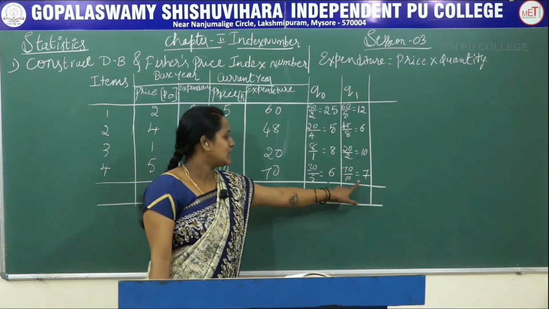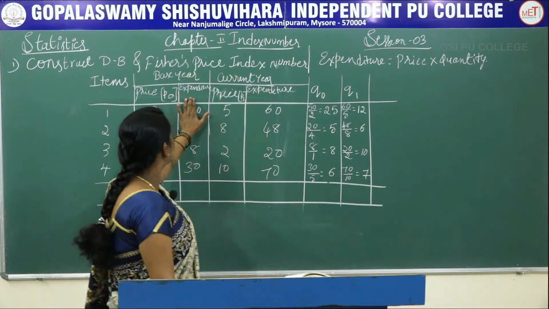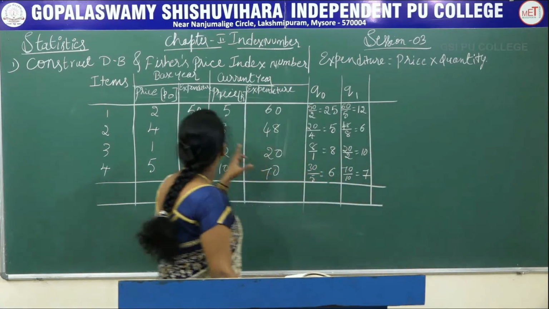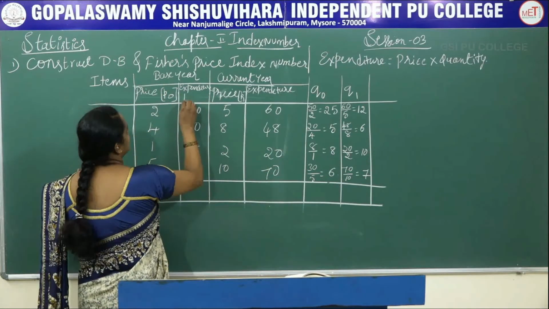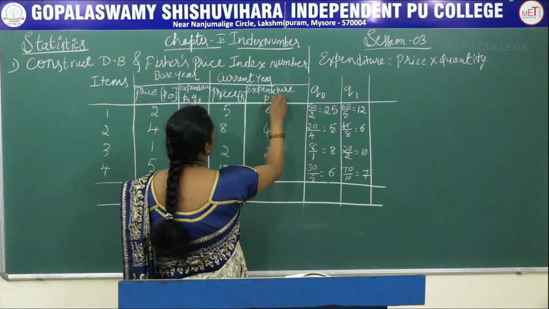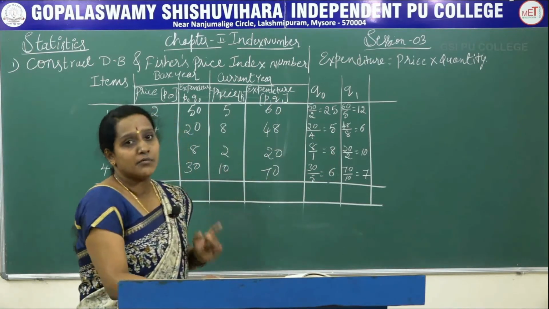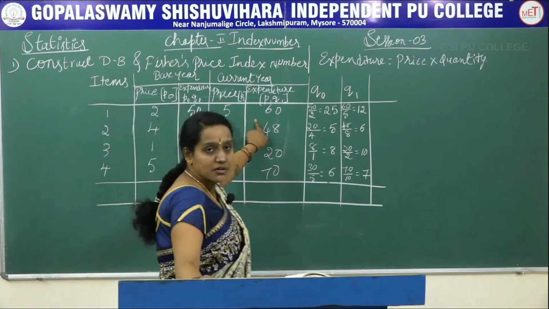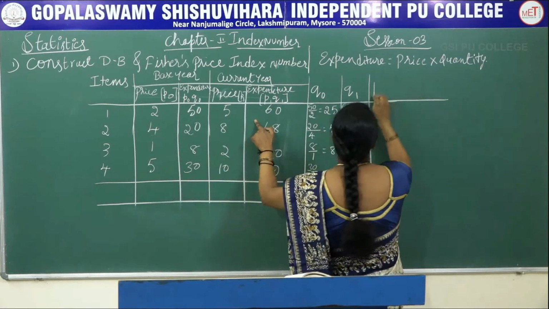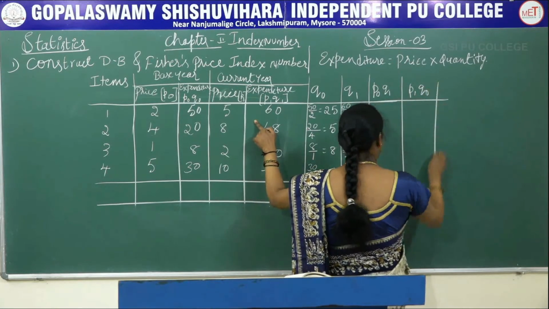After finding Q0 and Q1, next thing is the base year expenditure and current year expenditure. We know that expenditure is price into quantity. So this base year expenditure we can denote as P0 Q0. Similarly for current year expenditure, it is P1 Q1. To find Bowley and Fisher's, we want P0 Q0, P1 Q1, P0 Q1 and P1 Q0. So find P0 Q1, P1 Q0.